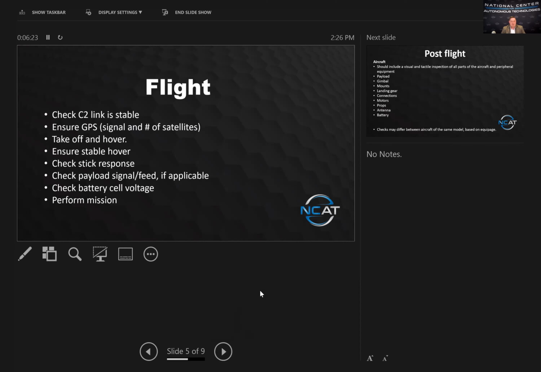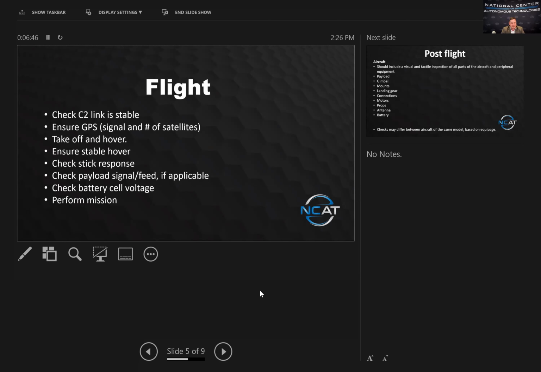Next, we have our flight checklist. A lot of people complain about, when they start a mission, they want to start it right away because they've got limited battery life. And I understand the sentiment. However, taking a minute to do these checks will only take a minute off of your mapping time or your mission time and may wind up saving your aircraft.